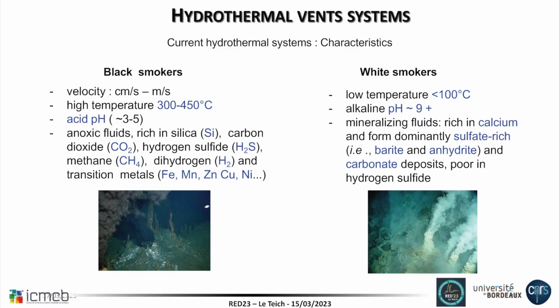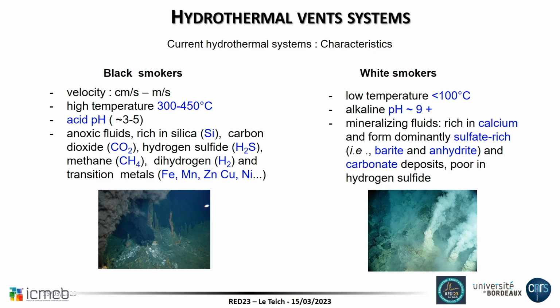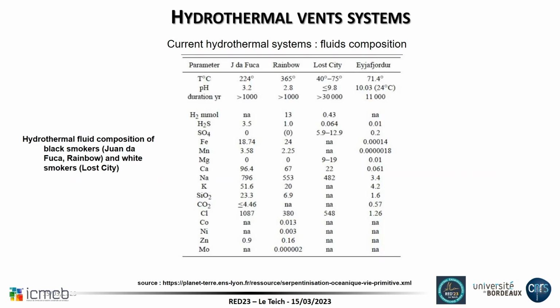Whereas white smokers have a much lower temperature, typically below 100 Celsius degrees. They are mostly alkaline compared to black smokers. The mineralizing fluid is rich in calcium and sulfate, such as anhydrite, so it's calcium sulfate. And lots of carbonate deposits also, but really poor in H2S. So that explains why the chimneys are not made out of the same materials.